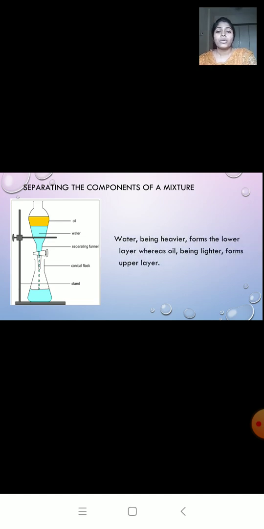Now the oil can be groundnut oil or cooking oil or mustard oil. These oils, groundnut oil and mustard oil, are lighter than water. So they will form the top layer and water will form the bottom layer.